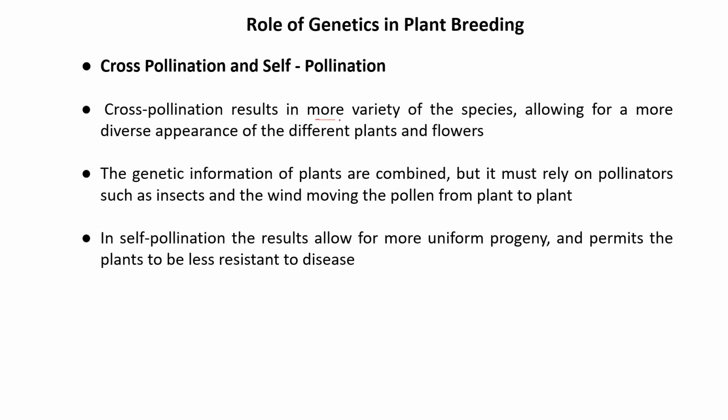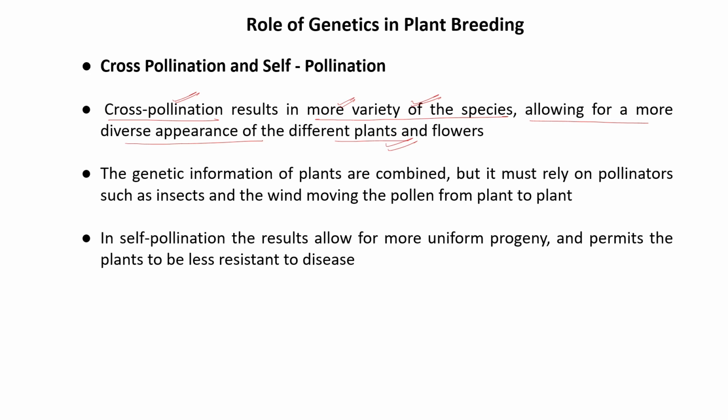Cross-pollination results in more variety of the species. Very, very important. Cross-pollination results in more variety of species, allowing for more diverse appearance of the different plants and flowers. Why can we say that they have more variety of species? Because there is a mixing of the chromosomes, a mixing of the genetic material, and new varieties can develop, right?